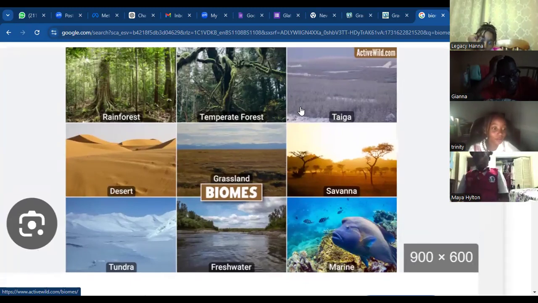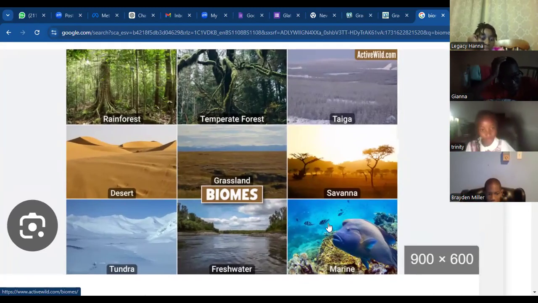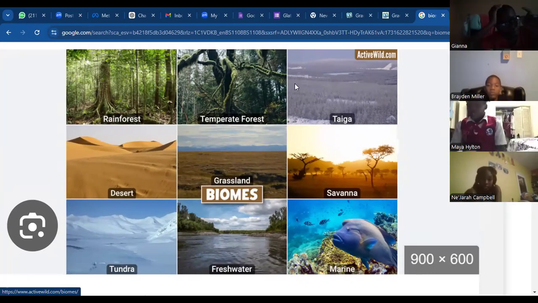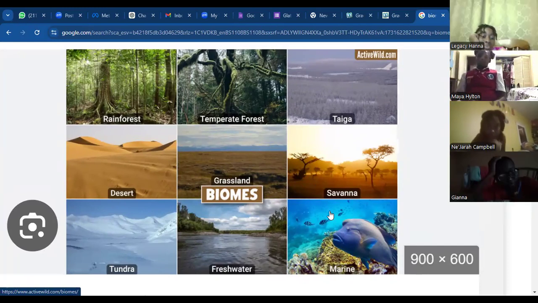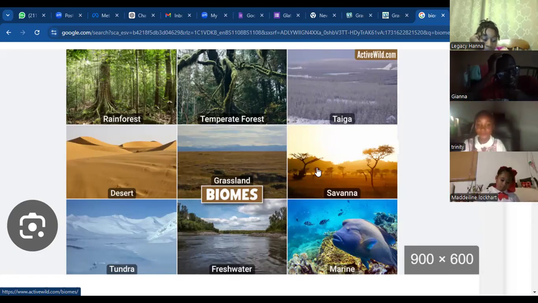Yes, sir. Which biome do you prefer? Freshwater. Marine. Personally, I would choose freshwater. Depending on what color this freshwater is. Okay, how about the savannah? Anyone want to be in the savannah and see the lions and the tigers? You may see them, but that's the last thing you would see. They're gonna eat me.